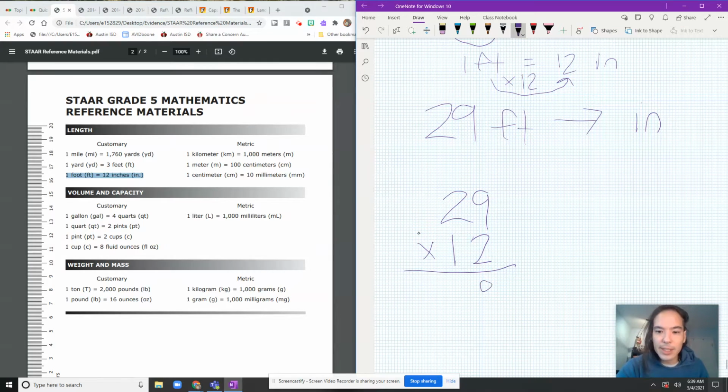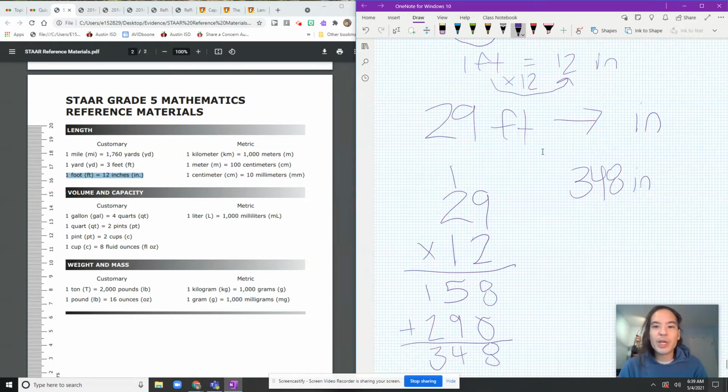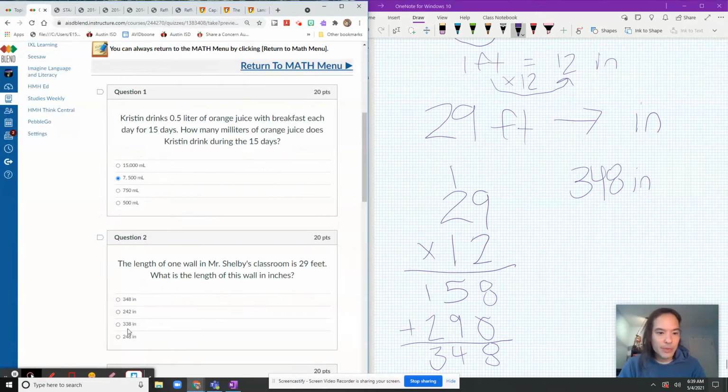So 2 times 9 is 18. 2 times 2 is 4, plus 1 is 5. Second line, 1's place, 0. 1 times 9 is 9. 1 times 2 is 2. Let's add it together. We got 348 inches. If you wanted to check it, divide that by 12, and you should get 29. So let's take a look. 348 is one of our answers.